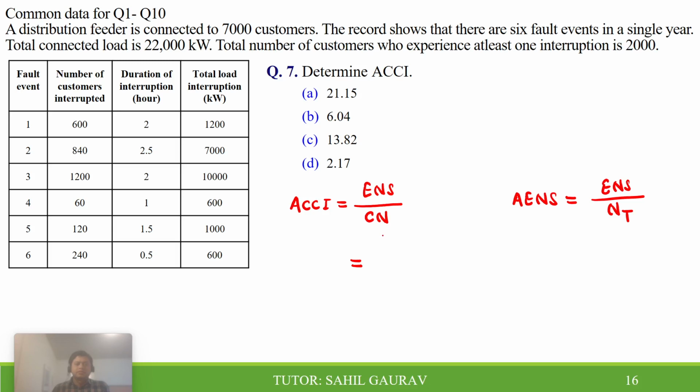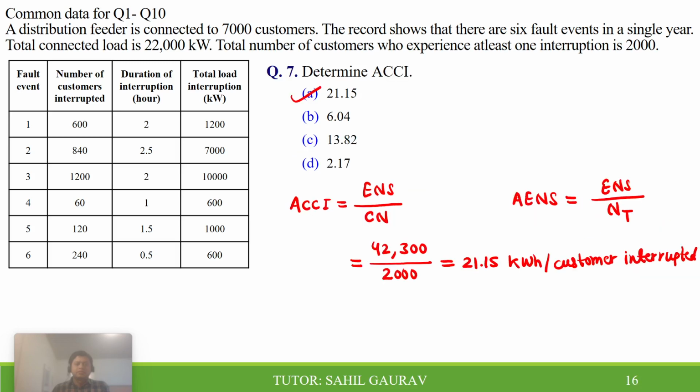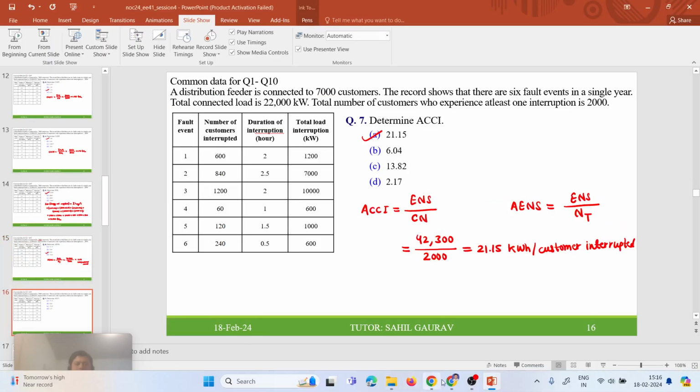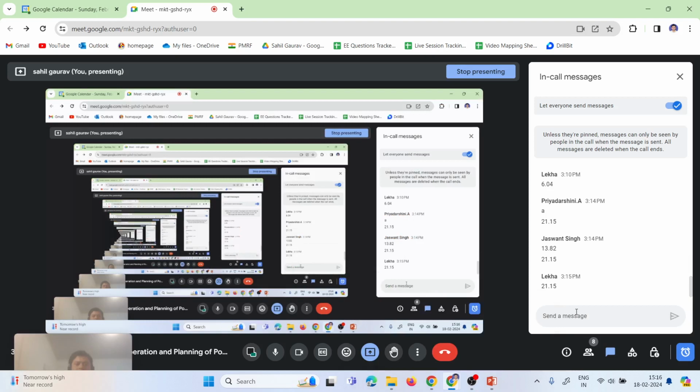So for ACCI, ENS is 42,300 kilowatt hour, and CN we got 2000. So this will give you 21.15 kilowatt hour per customer interrupted. Therefore, A is the correct answer. Yes, 21.15. Jaswant and Lekha, Priyadarshini, all of you are correct.